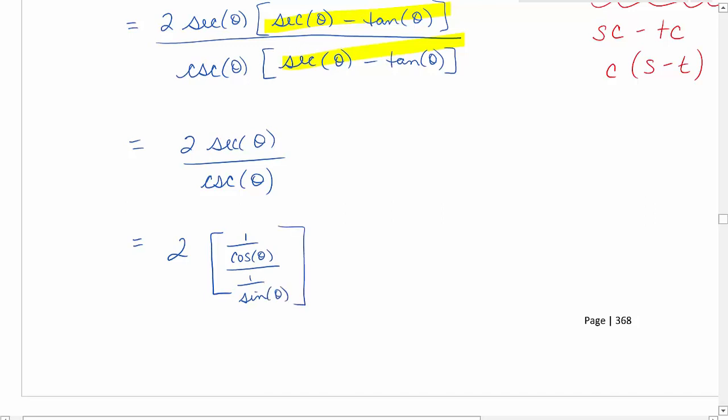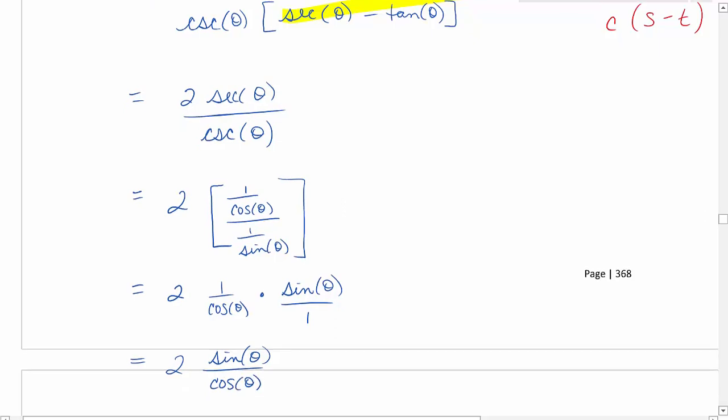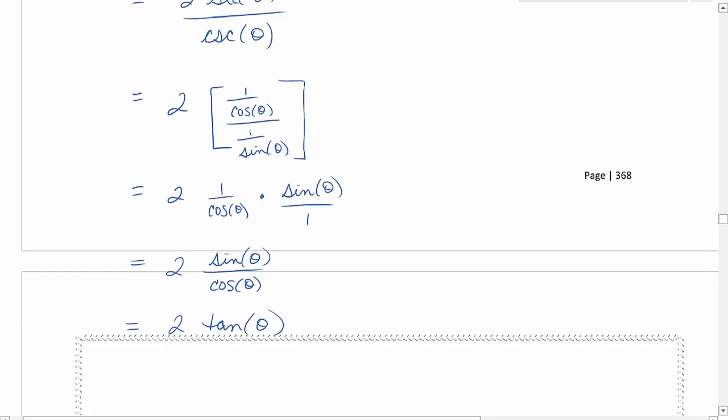To simplify this complex fraction, because it's just 1 fraction over 1 fraction, I'm going to multiply by the reciprocal of the second fraction. So this is going to turn into 2 out in front, and then 1 over cosine times sine over 1, and look at that, there's our sine over cosine. This ends up being equal to 2 sine over cosine, which is equal to 2 tangent, and there's our right-hand side.